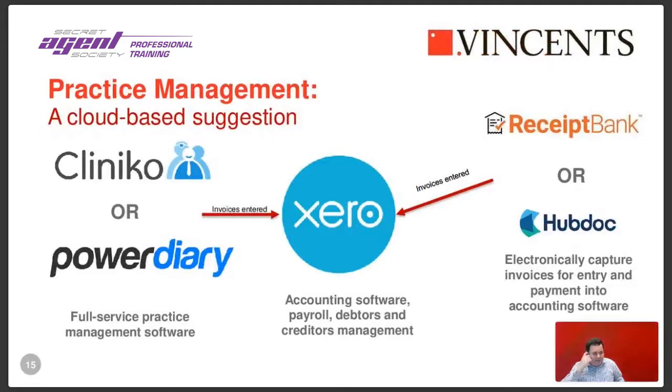So here's an example. This is a cloud-based suggestion. I've broken it up into three areas: income on the left-hand side, expenses on the right-hand side, and then essentially your accounting and reporting in the middle. If we start on the left-hand side, these are two examples. There's hundreds of them. I urge you to do your own research in terms of coming up with an ideal solution for your practice. But I've just picked on Clinico and Power Diary.